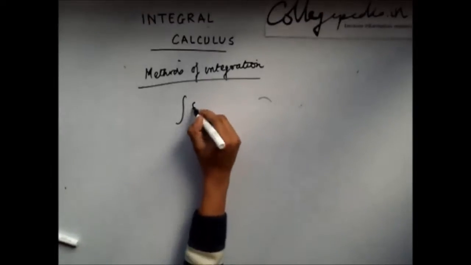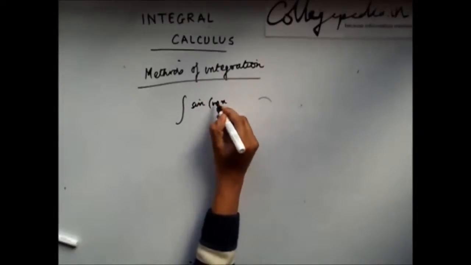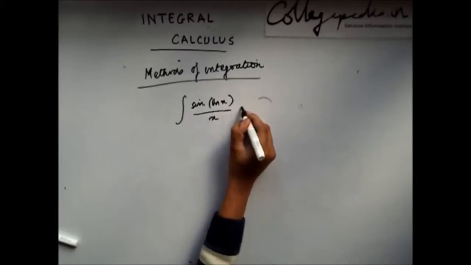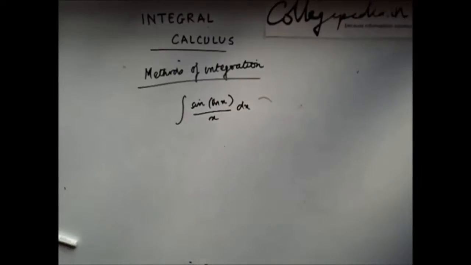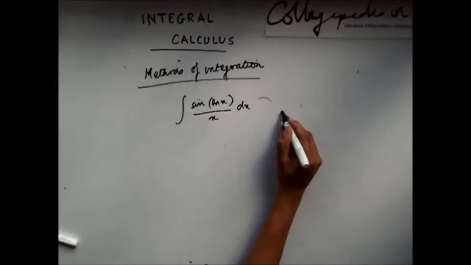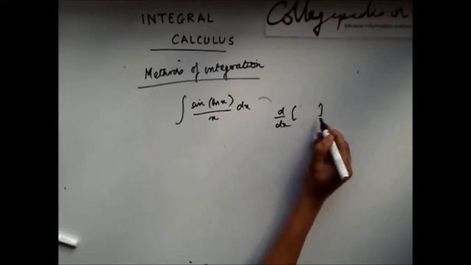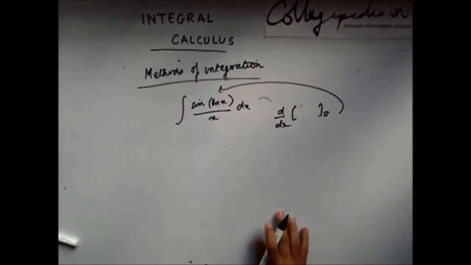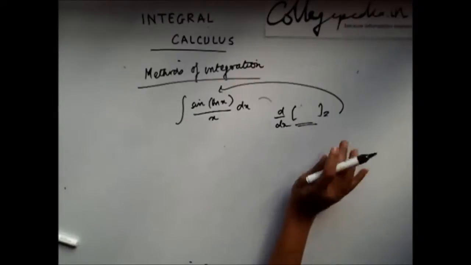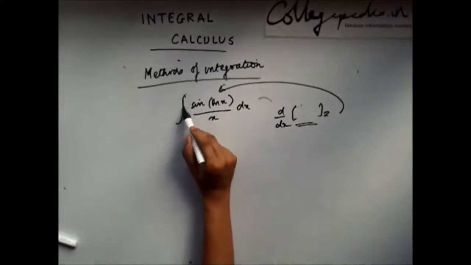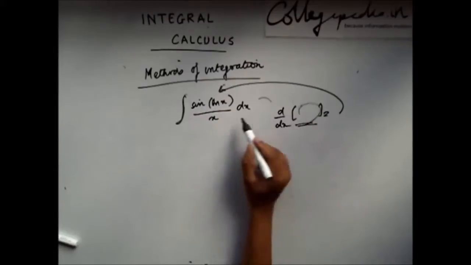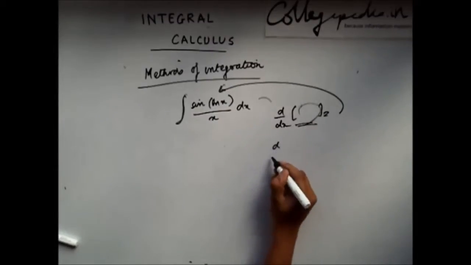But in some cases, what happens is that we don't know which function we had differentiated to get the respective function. For example, let's say if I am asked to integrate sine of ln of x dx. If I am asked to integrate this function, I don't know which function I had differentiated to get this function. So since I don't know which function I had differentiated to get this function, I don't know what the integration of this is. If I had known this, I would have known the solution.